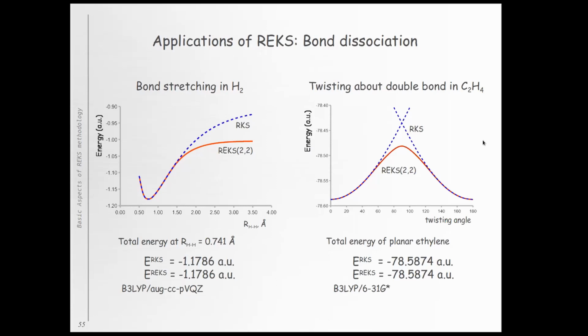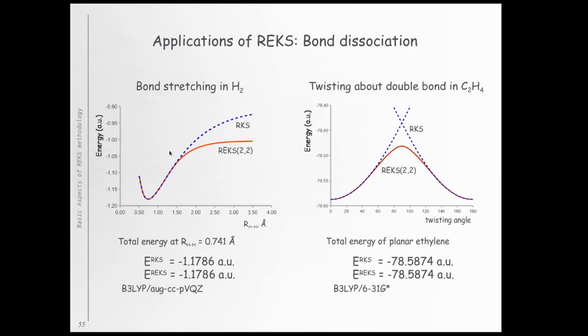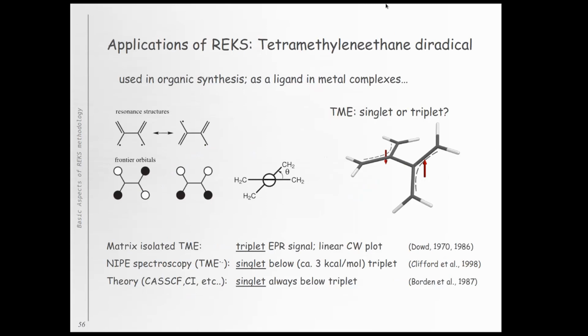And how do I know, for example, that the description of the non-dynamic correlation, in this region or in that region, is accurate enough? So I can show you one example which demonstrates the accuracy of the method. Tetramethylene ethane diradical is one of the molecules that has been studied quite some time ago, almost 50 years ago. First, it was detected. This is a biradical because there is no closed shell Lewis structure you can draw for the ground state of this molecule.